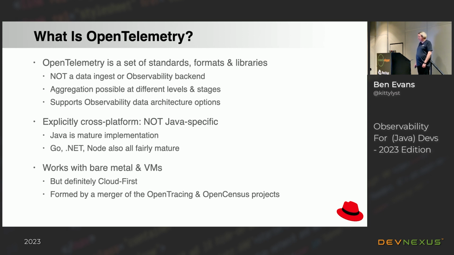Java is a very mature implementation. There's a lot of interest in it. There's a lot of good folks working on it. Go, .NET, Node, they're also getting there. Some of the other languages like Python are a bit middle of the road still, but we're getting there. It works with bare metal and VMs, but it is very definitely cloud first and cloud native.